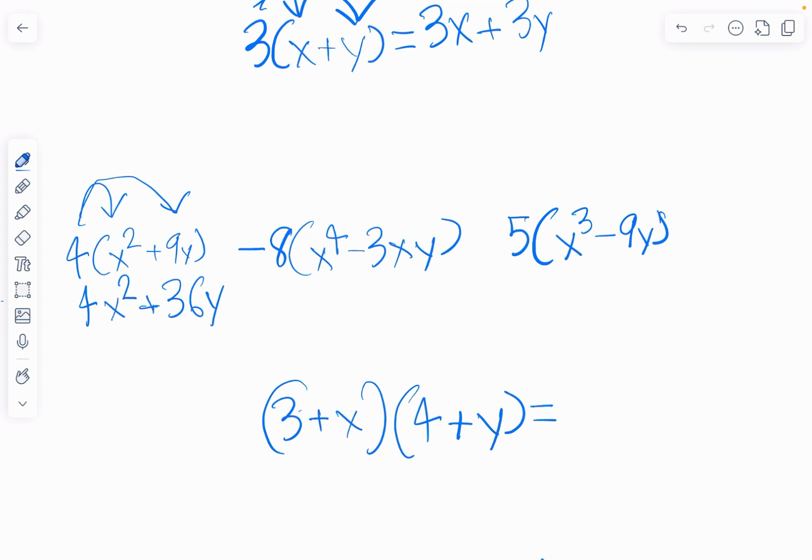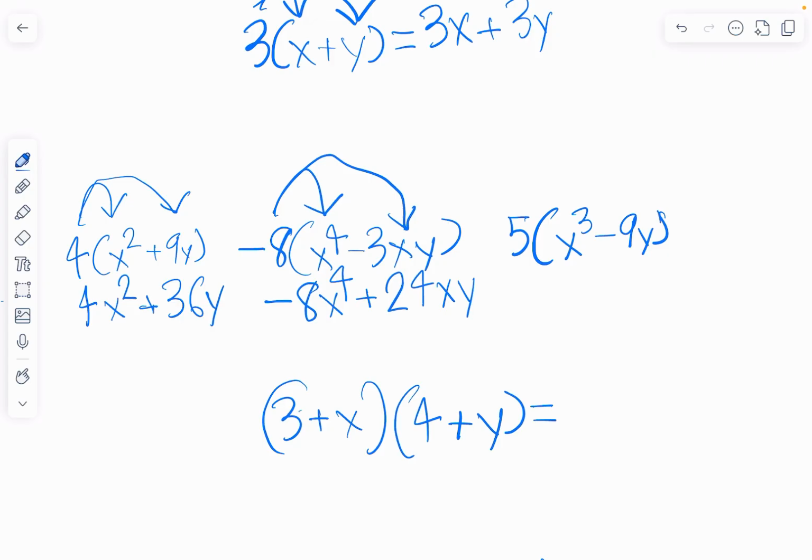For this problem, the signs of the numbers will change because we are multiplying a negative number. So I would do negative 8 times x to the fourth and negative 8 times negative 3xy. Negative 8 times x to the fourth is negative 8x to the fourth. Negative 8 times negative 3xy is positive 24xy.